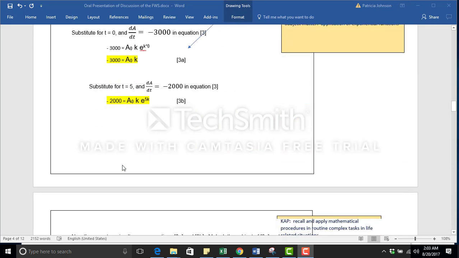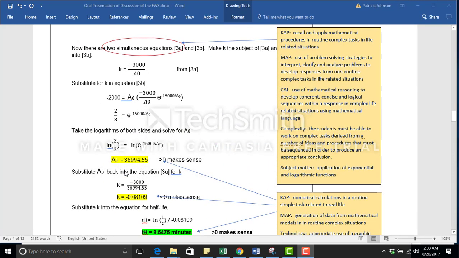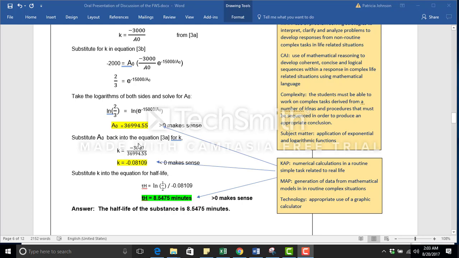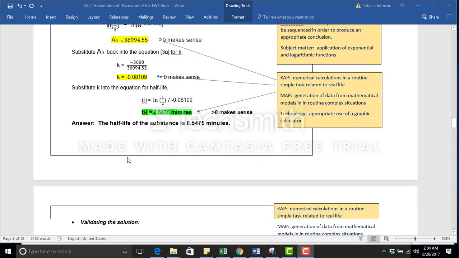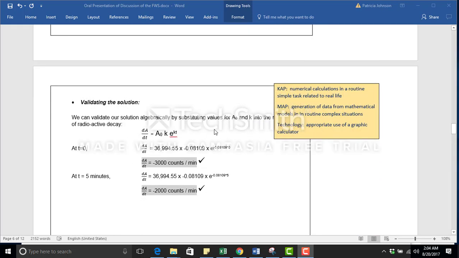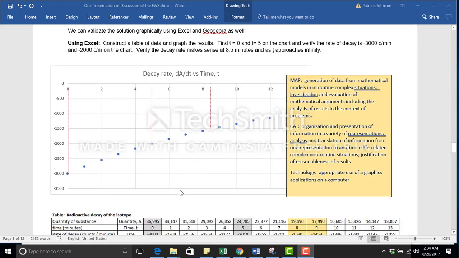And that's particularly important in this part of the problem where we're solving for one variable and substituting it and solving for the next variable and substituting that and arriving at our solution. Justification of procedures and results is communicated using literacy and correct mathematical terminology. It's also performed algebraically with a calculator here and using Excel and GeoGebra.